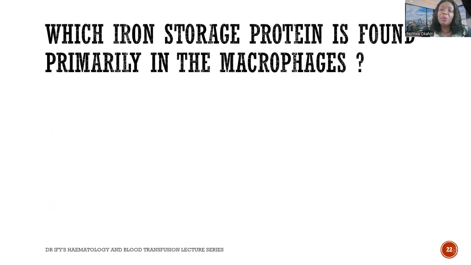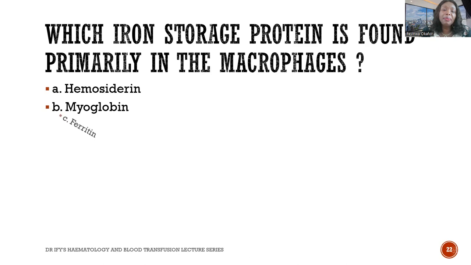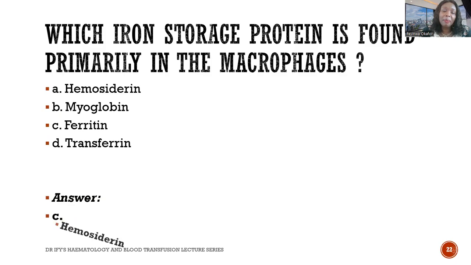Which iron storage protein is found primarily in the macrophages? Hemosiderin, myoglobin, ferritin, transferrin. Answer C, hemosiderin. Which iron storage protein is found primarily in the macrophages? The answer is A, hemosiderin.